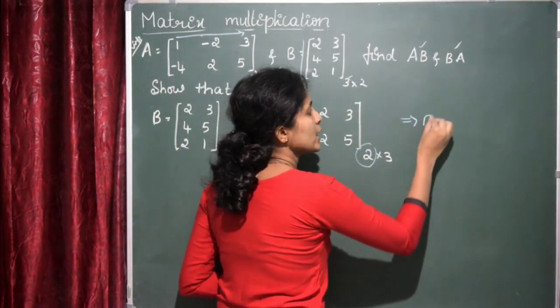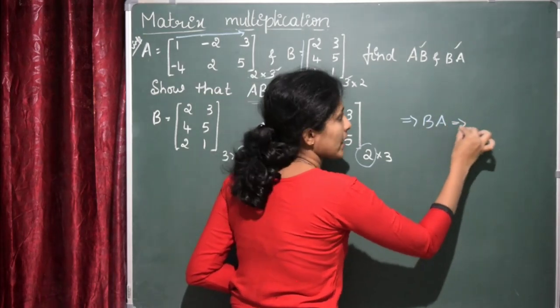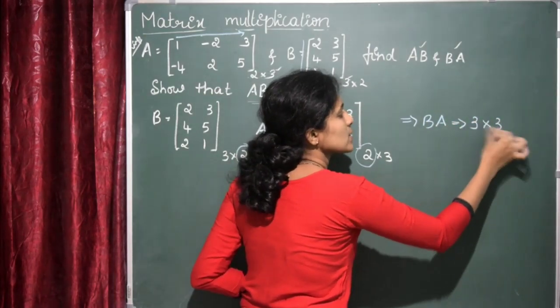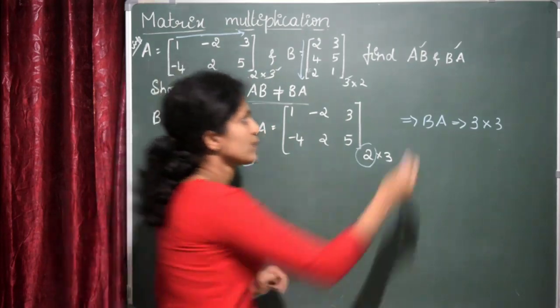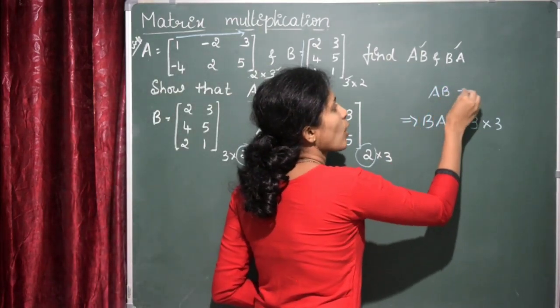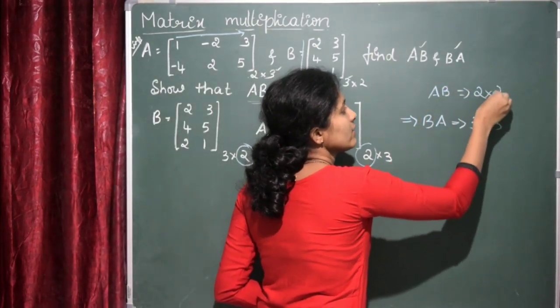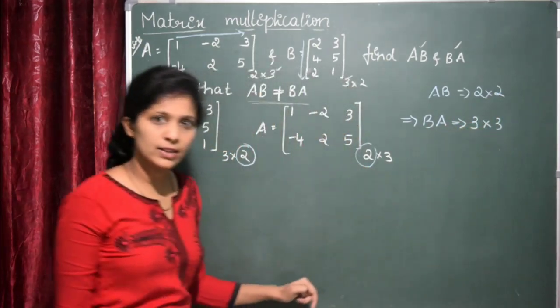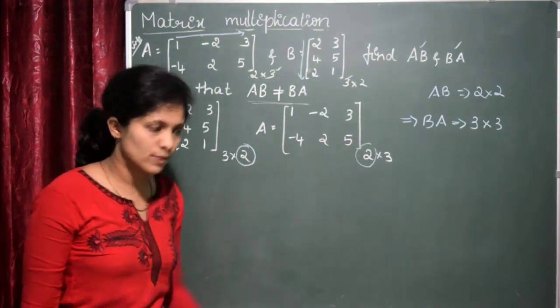BA should be of order 3 by 3. Here only we can say that AB is not equal to BA, right? Because the matrix AB is of order 2 by 2, but here we are getting BA of order 3 by 3. So the matrices are not equal. Let's just prove this one.